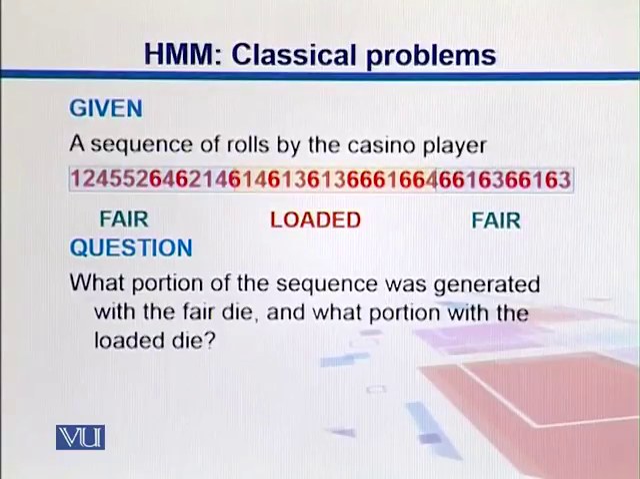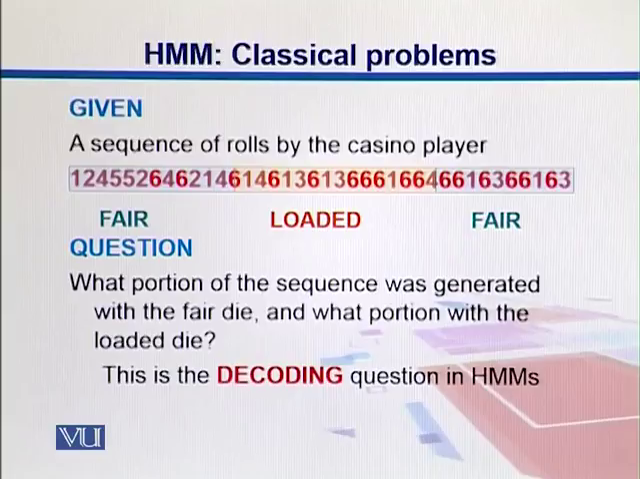So we do some calculations, we come up with the models, and then we understand that the first part is fair. In the middle they used the loaded die, and then in the last part they were again fair. That kind of situation, inferring these states from looking at the sequence, we call a decoding problem. There is one algorithm which we will talk about in later sections, the Viterbi algorithm. That is the main decoding algorithm.